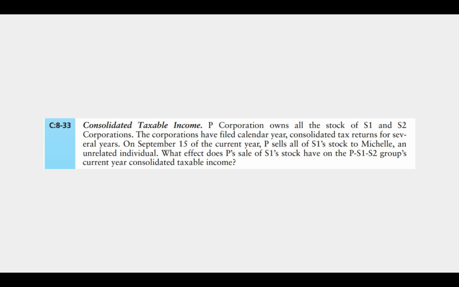P Corporation owns all the stock of S1 and S2 corporations. The corporations have filed calendar year consolidated tax returns for several years. On September 15th of the current year, P sells all of S1 stock to Michelle, an unrelated individual. What effect does P's sale of S1 stock have on the P, S1, S2 group's current consolidated taxable income? All right, so now anything that was essentially built up in S1 probably has to be taken into account because S1 is leaving the group.